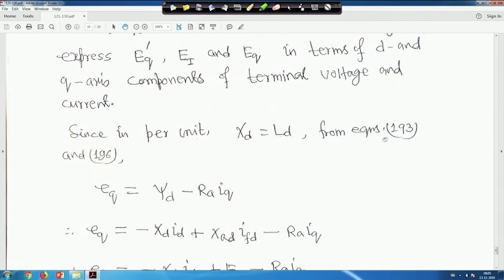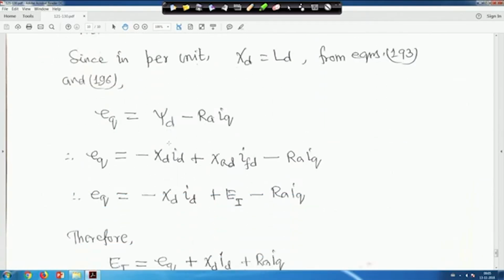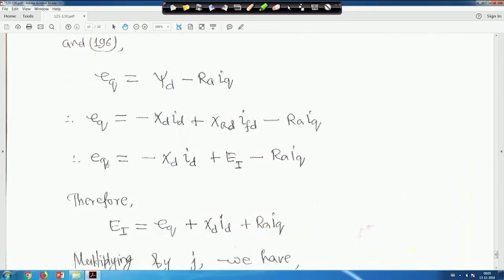Therefore, from equations 193 and 196, whenever you go through it, all the previous lecture notes will be available to you, so you can immediately open equations 193 and 196. Small e q will be psi d minus R A I q. Substituting the expression for psi d, which we derived previously, e q is equal to minus x d I d plus x a d I f d minus R A I q. So, small e q is equal to minus x d I d plus capital E I minus R A I q.